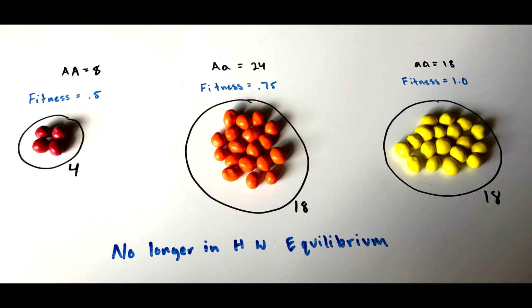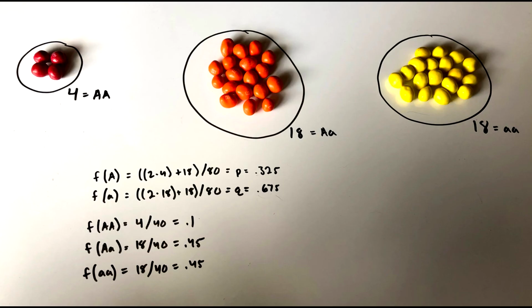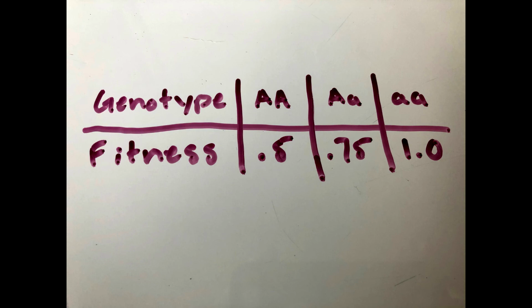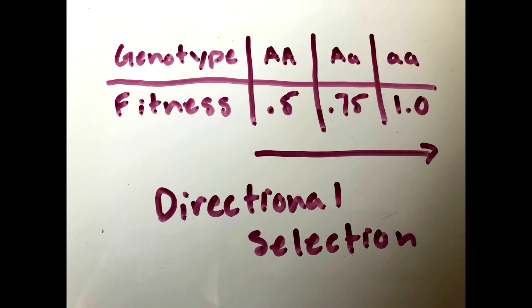And the population is no longer in Hardy-Weinberg equilibrium. These are the new allele and genotype frequencies. What type of selection did these M&M creatures undergo? The fitness of big A was the lowest, and the fitness of little a was the highest. So this population of M&M creatures underwent directional selection. If this pattern continues, all the creatures will be yellow, little a little a.